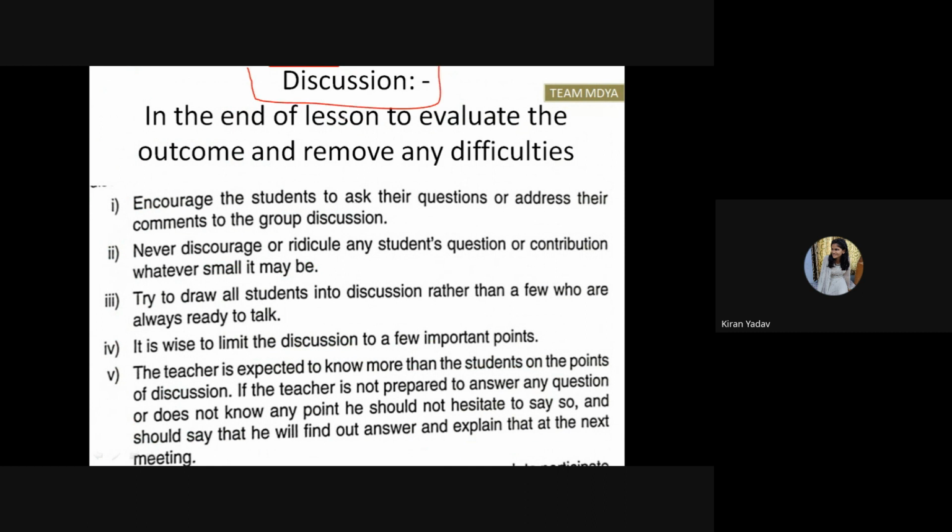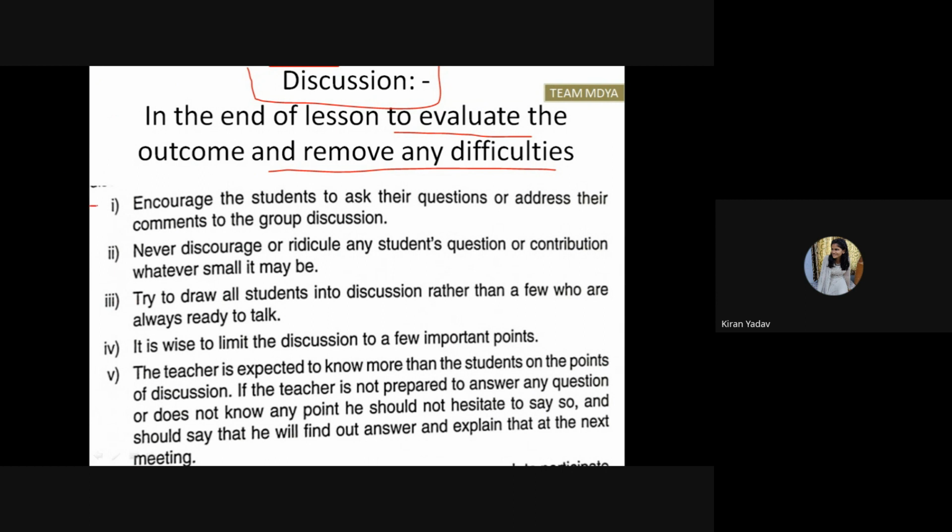In the end of the lesson, why do we do discussion? To evaluate the outcome and remove any difficulties. So discussion is also an important part of a yoga class. A teacher should also know that if students are having any difficulty in learning, then discussion is important.